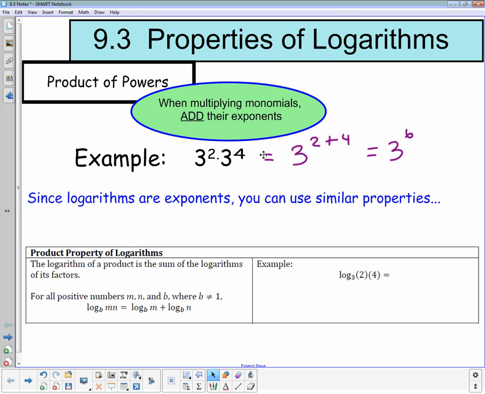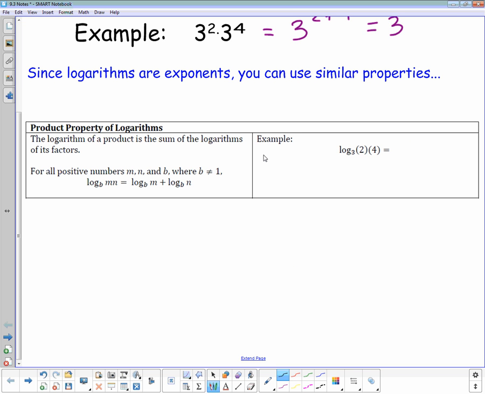When I have two numbers being multiplied inside a logarithm, I end up with the log base b of m times n, and I can split that into the log base b of m plus the log base b of n. So if I'm looking at the log base 3 of 2 times 4, that's the same thing as the log base 3 of 2 plus the log base 3 of 4.